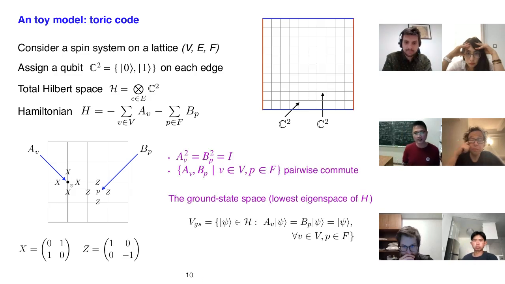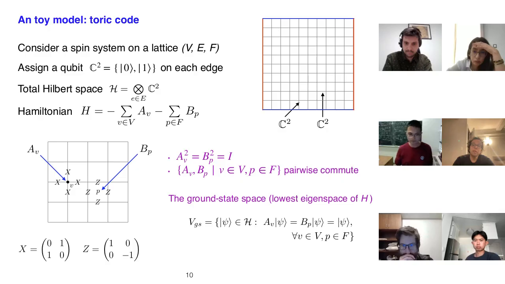It can be checked that these operators square to identity and they commute with each other. So these operators have either +1 or -1 eigenvalues. The ground state of the Hamiltonian is the common +1 eigenspace of these operators.